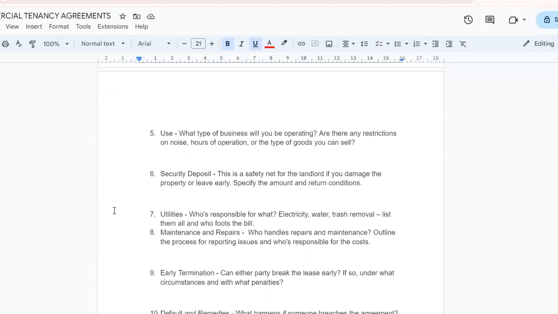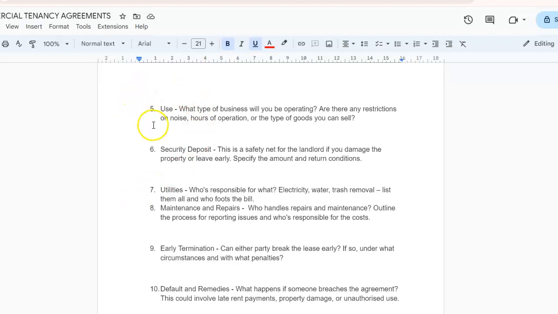For example, will the rent increase over time, and if so, define the frequency and how the increase will be calculated. Number five, you need to specify usage. In terms of usage, you need to clearly state the permitted business activities. You need to clearly define the type of business allowed in the premises. You need to be specific. Just stating retail store may not be enough. You need to include restrictions on products sold, noise levels, or operating hours. And also you can include if the tenant has exclusive use over the space, or can the landlord rent to other businesses as well.